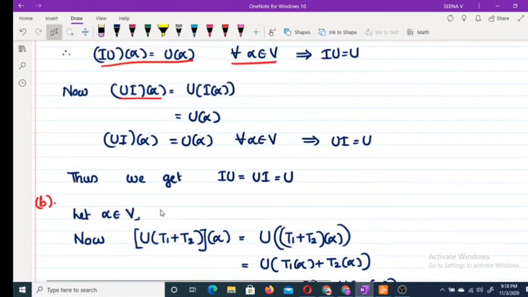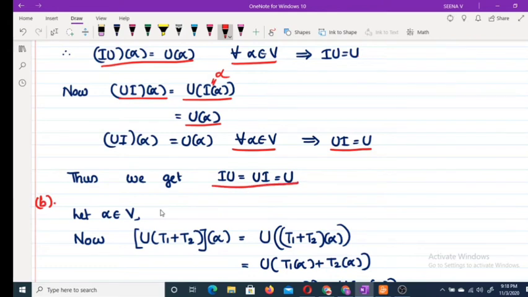Now u I alpha equal to u of I alpha. But I alpha is the identity map. Therefore, I alpha is alpha. This is equal to u of alpha. Thus, we get u I of alpha equal to u of alpha, and this is true for every alpha belongs to V. This implies uI is equal to u. Thus, we get Iu equal to uI equal to u. Thus, we have proved the A part.